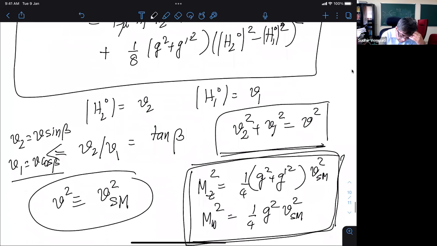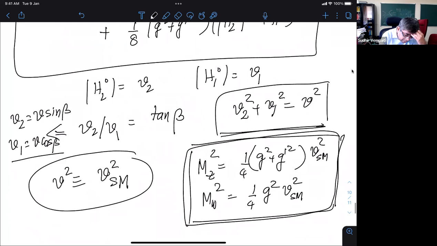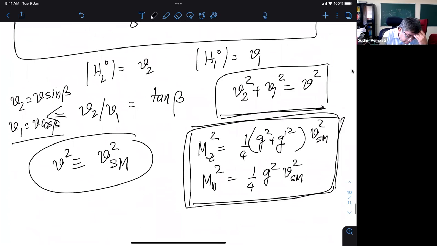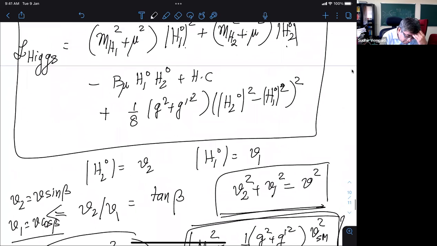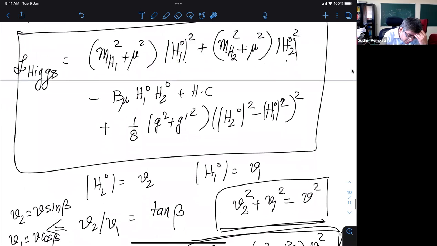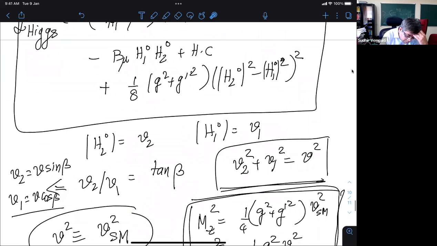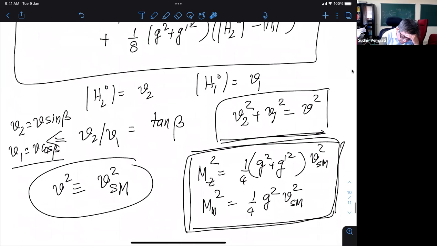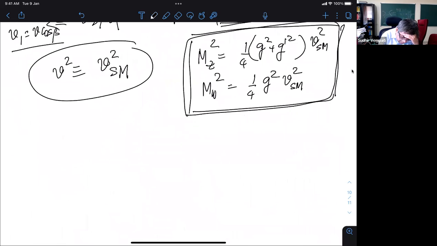Now you have the condition that this is negative. This quadratic part should not pull it so much negative that you lose the positivity. So this gives me the condition that the potential be bounded from below.